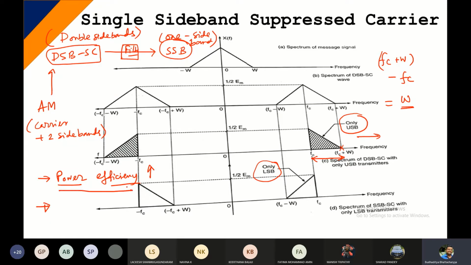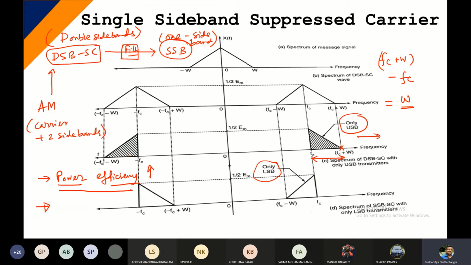I hope everyone is clear with this. Let me reiterate once again. What we are looking at is the power efficiency factor. If you remember in the last class when we discussed DSB-SC, one of the primary factors of DSB-SC was that we want to improve the power efficiency. Since we were suppressing the carrier, we were obtaining around 66% improvement, given that M was equal to 1. That is the maximum efficiency that we were obtaining.